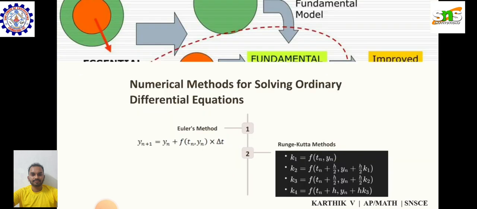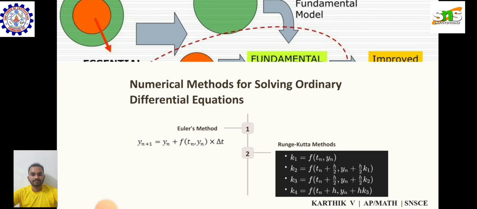Numerical methods for solving ordinary differential equations. First one is Euler's method, second one is the Runge-Kutta method. The Euler method is a simple numerical technique used for solving ODEs. How does the Euler method work? Start with an initial condition, that is, y(t0) = y0, where t0 is the initial time. Next, choose the step size, that is, del t.